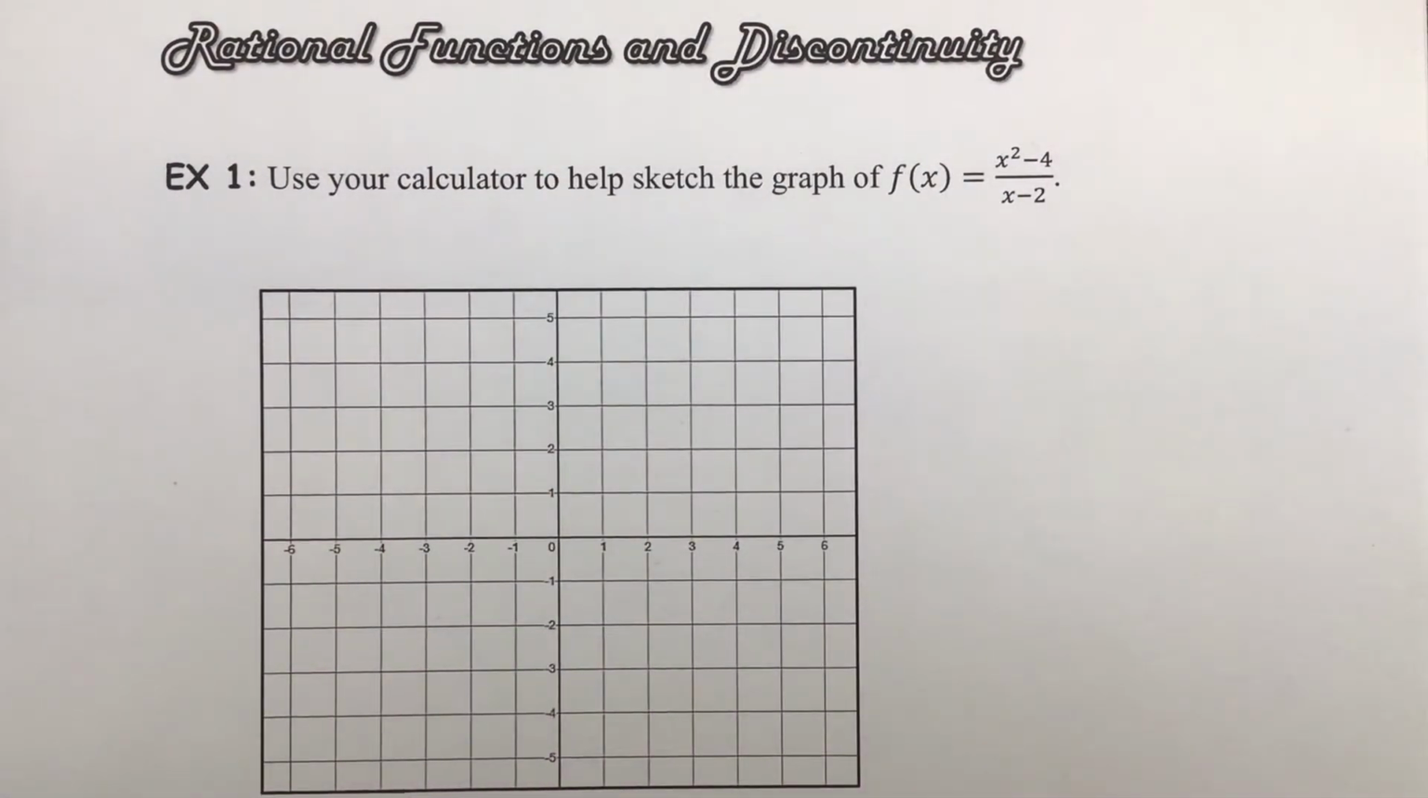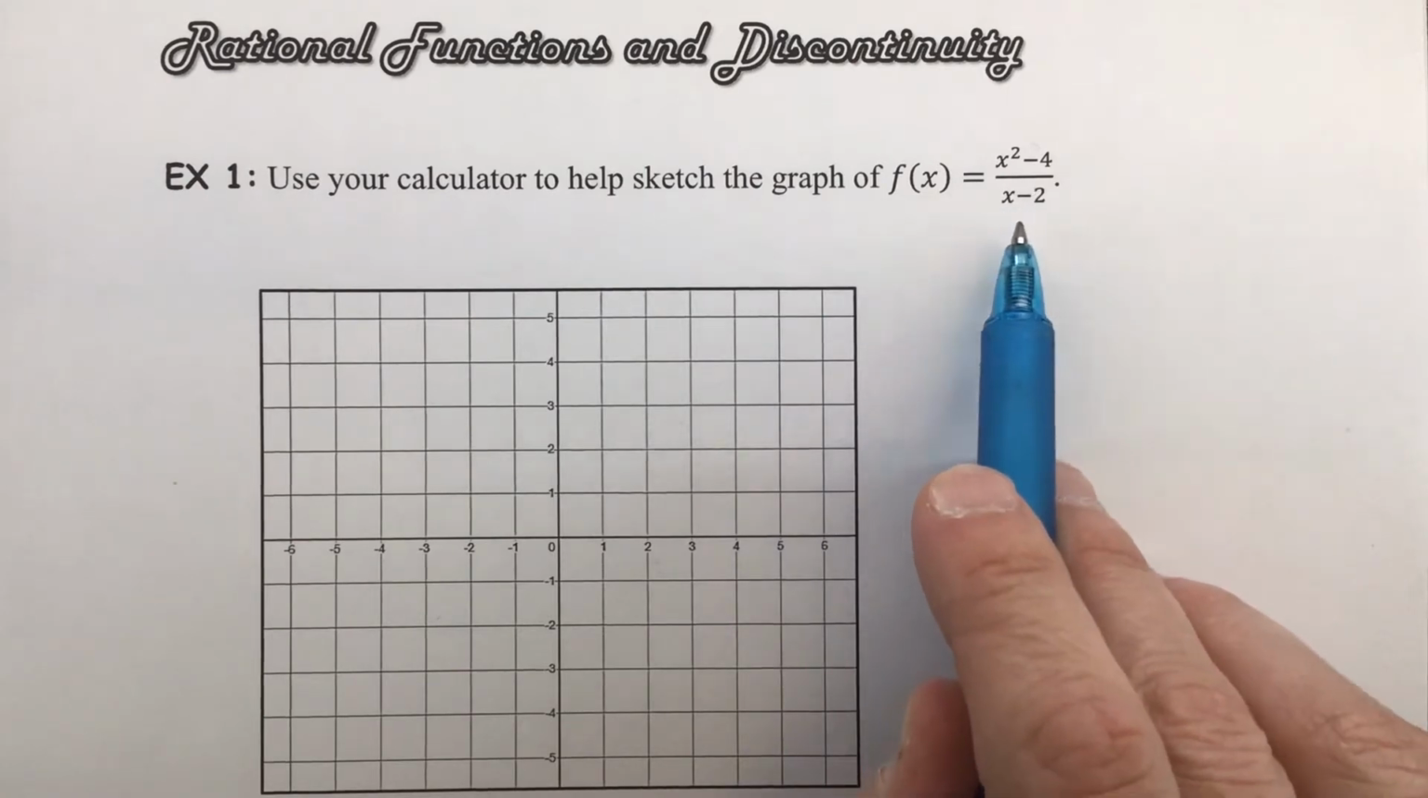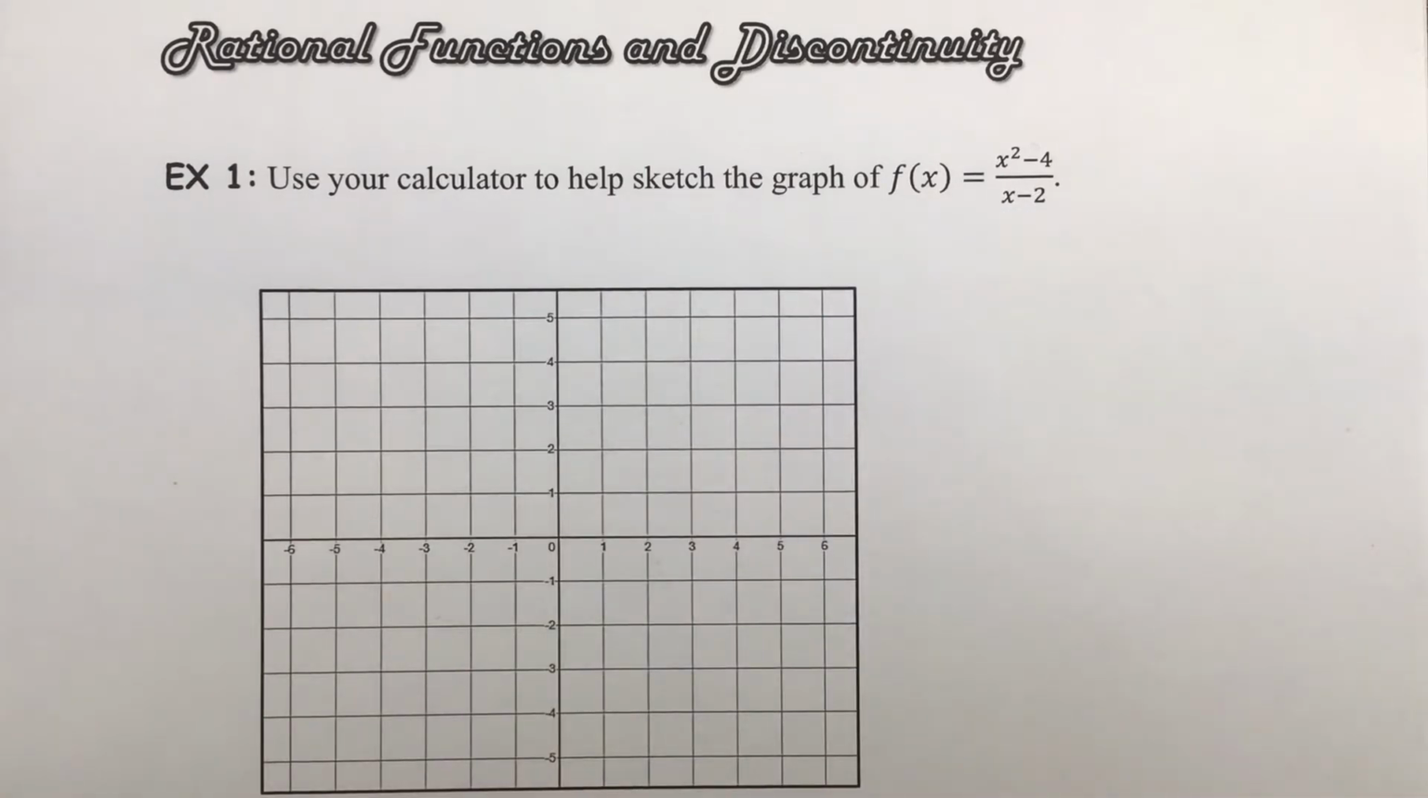Rational functions and discontinuity. What we're going to be doing is a three-part video set. We're going to be looking at how to graph the more complex rational functions. For example 1, we're going to start off with f of x is equal to x squared minus 4 divided by x minus 2.